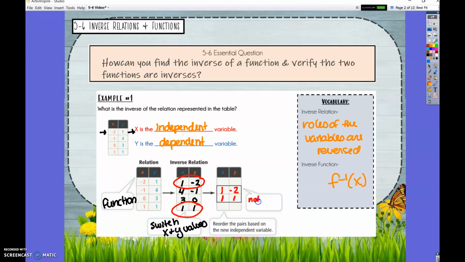This makes our inverse relation not a function. Each input of 1 gives a different output. So since that is not a function, we have an inverse relation, but it would not create a function.